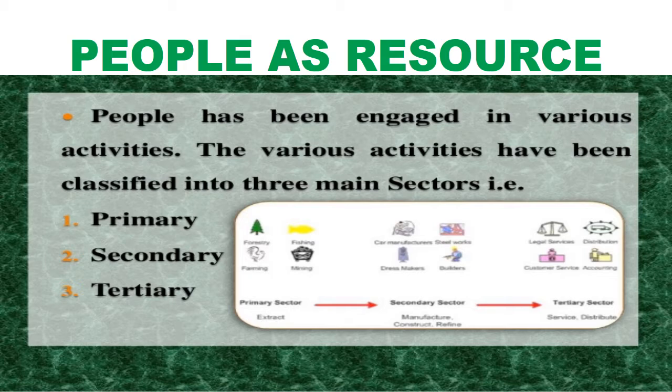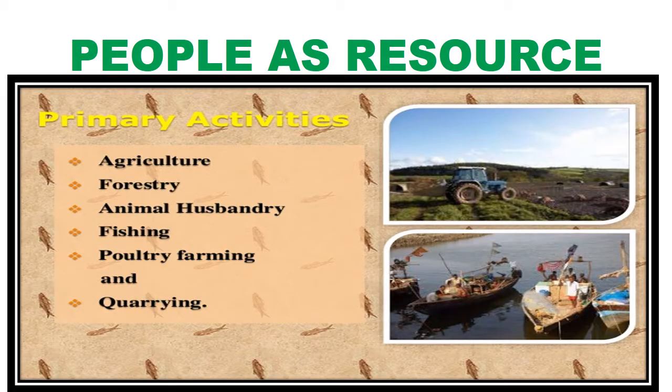Activities which add value to the national income are called economic activities or market activities. They result in the production of goods and services. They are classified into three sectors, that is primary sector, secondary sector and tertiary sector.